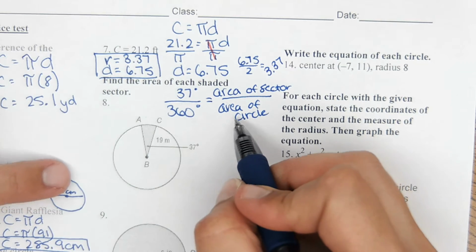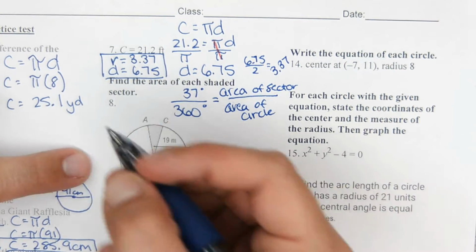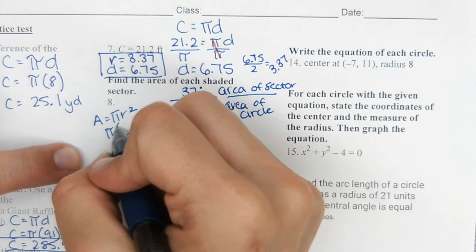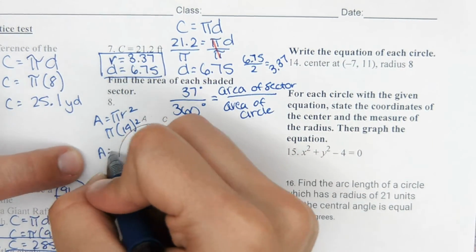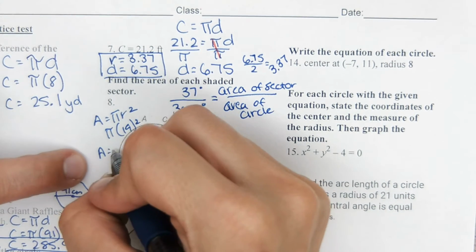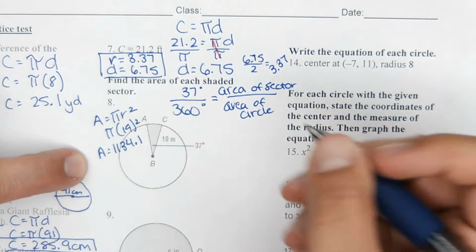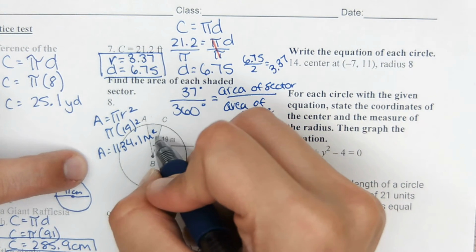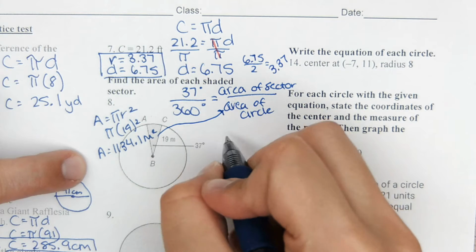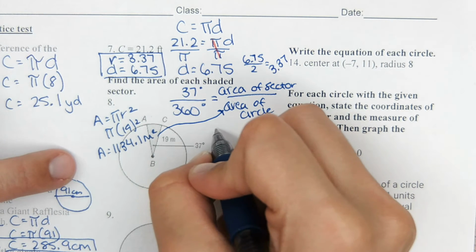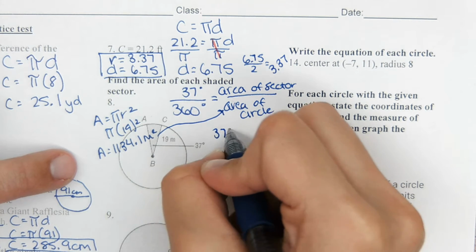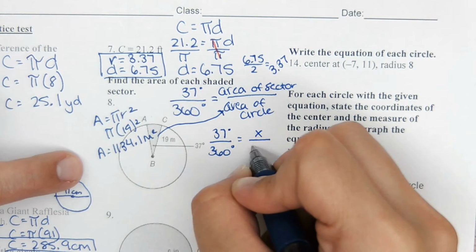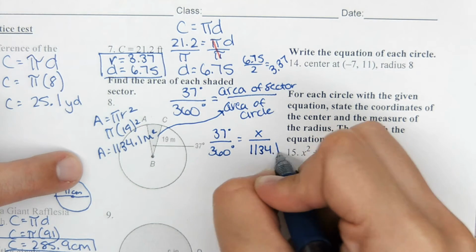Okay, so area of the circle, I'm just going to solve that off to the side. Area equals pi r squared. The radius, 19 squared. Area equals 1,134.1 meters squared. And then that's going to get plugged in here into this equation. So we'll have 37 degrees over 360 degrees equals x over 1,134.1.